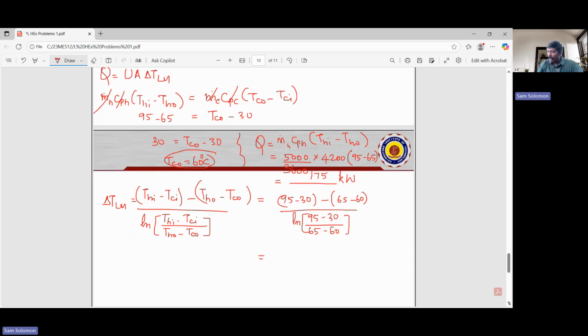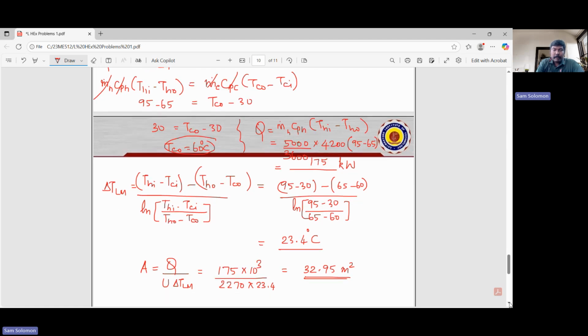So this is same as what we have done already. So this is 23.4 degrees centigrade according to the answer from your textbook. So overall heat transfer coefficient was given straight away. So A is going to be equal to Q divided by U times delta T Lm. Q is 175 into 10 to the power 3 divided by your overall heat transfer coefficient was 2270 multiplied by 23.4. So this is going to be equal to 32.95 meters squared according to your textbook. Okay. This we have already done and you should be familiar with the procedure by now.